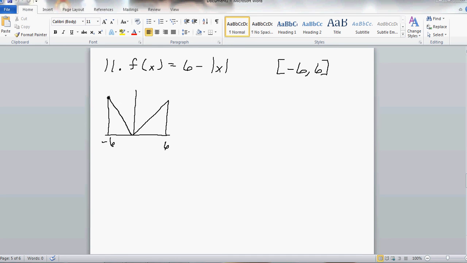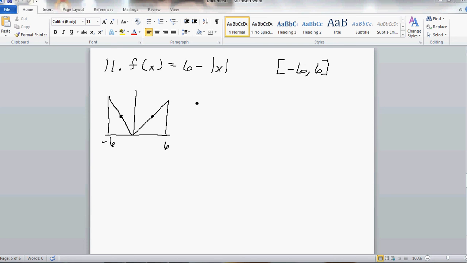I know the average height on this much of it is going to be 3, because this goes all the way up to 6. And the average height on this one should be 3 also. So what should the average height be of both of them? It should still be 3. But let's make sure that all works out.